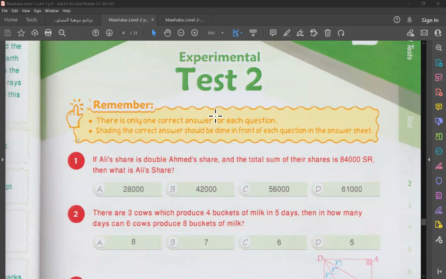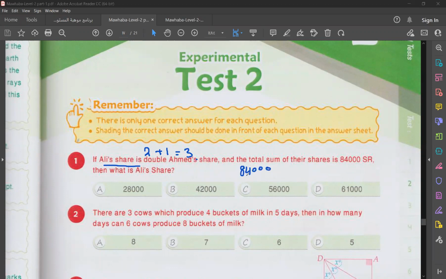Look here. If Ali's share is double Ahmed, how many shares do I have here? Now Ali is double, so 2 for Ali. Ahmed is 1. So how many shares do I have, Fatima? I have 3 shares, right? And the total sum of their shares is 84,000.